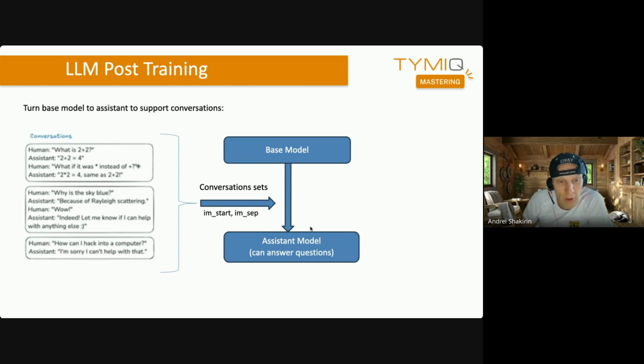So we train the model to have a kind of conversation: the human asks something and the assistant answers. For that, there are special characters, special separators at the start of the conversation and between the question and answer, and the base model is trained additionally on this data. After that, it becomes an assistant model that can really hold a conversation with humans.